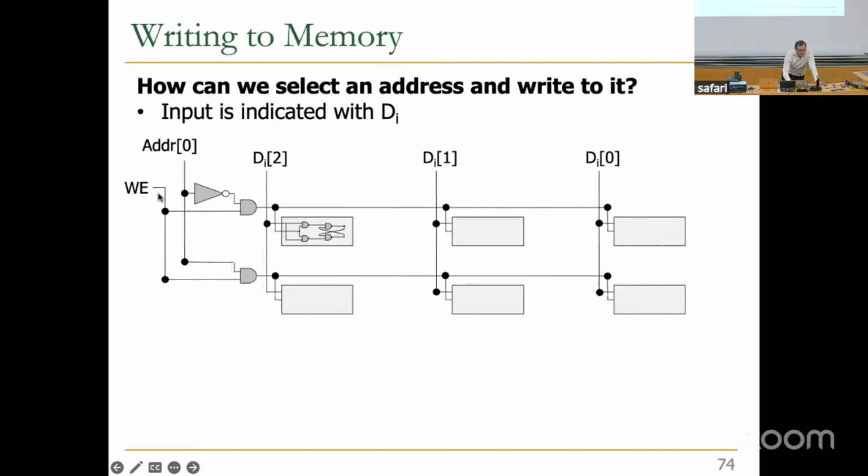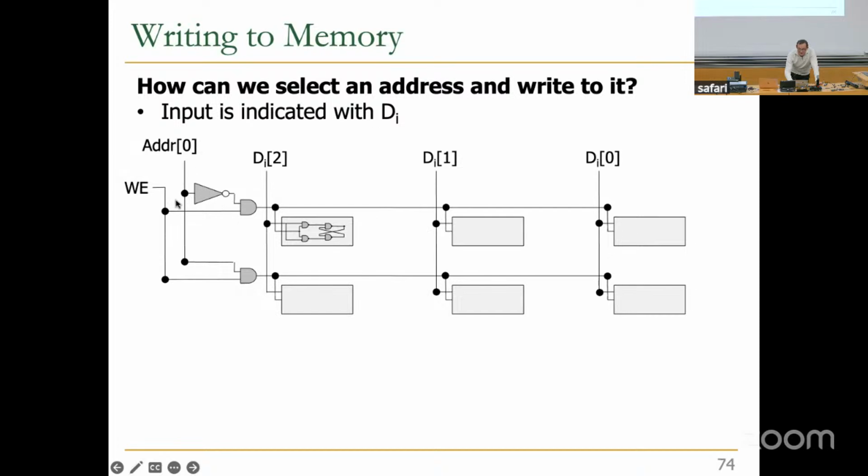Write enable, if write enable is 1 and the address is 1, this gate will evaluate to 1, and then write enable of this one will be 1. Okay? If write enable is 1 and address is 0, then you write to the top part. Okay? If write enable is 0, then you're not writing. So the operation is basically what we have seen earlier, except you're controlling multiple locations gated by the signals coming out of the address decoder.